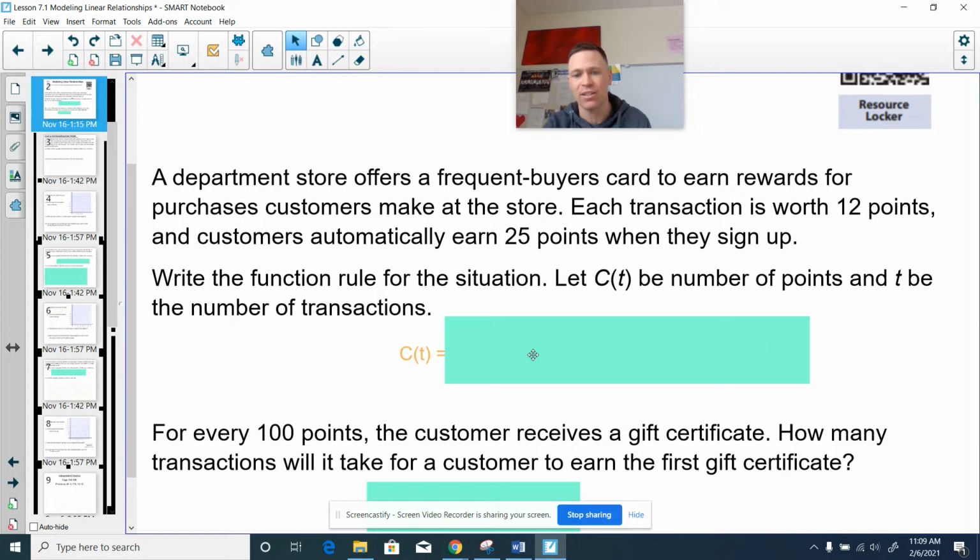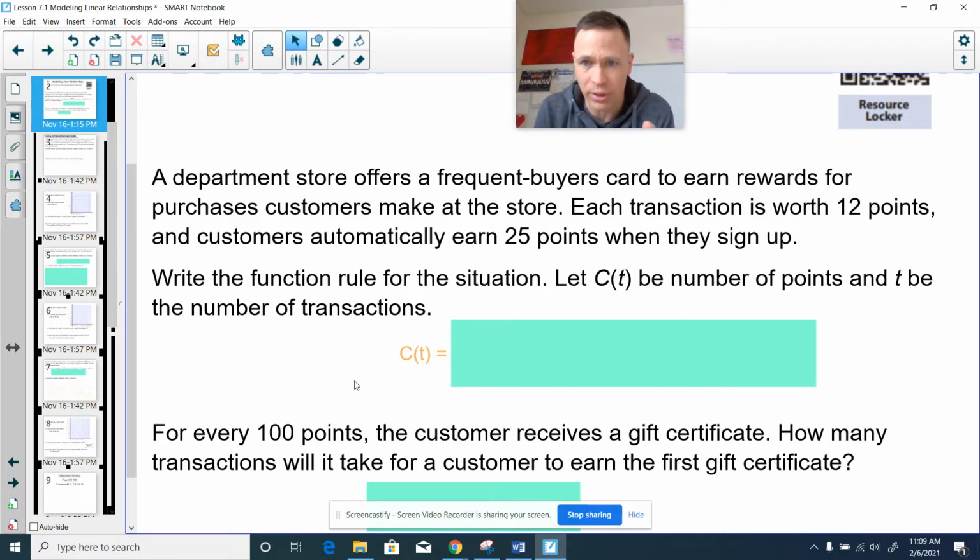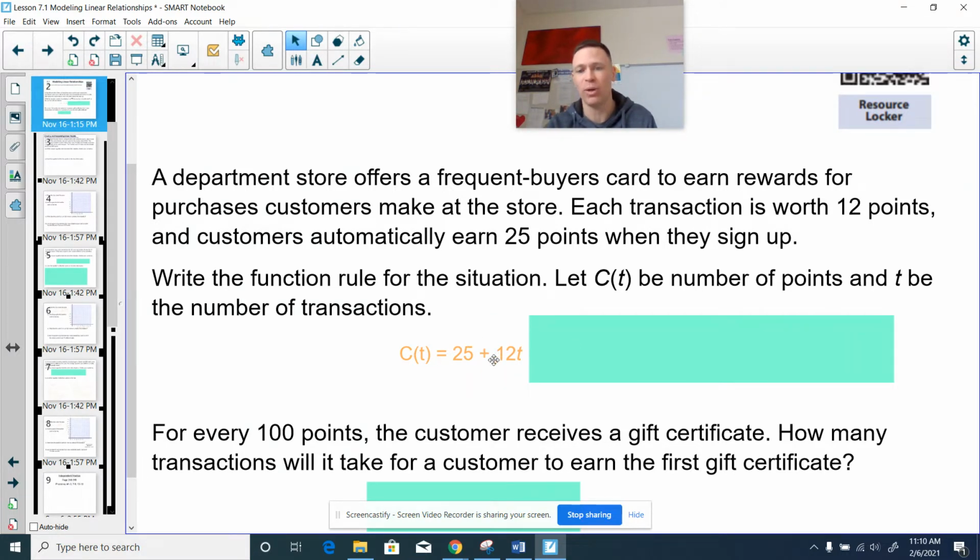So if C of t is the number of points, that's what I want to start my equation with, right? Because I want to write an equation for the number of points I can accumulate. And so what do I get no matter what? I get 25 points right off the bat. I sign up, I get 25. And then how does that change? Well, I add to it. And how do I add to it? I add to it 12 points every transaction.